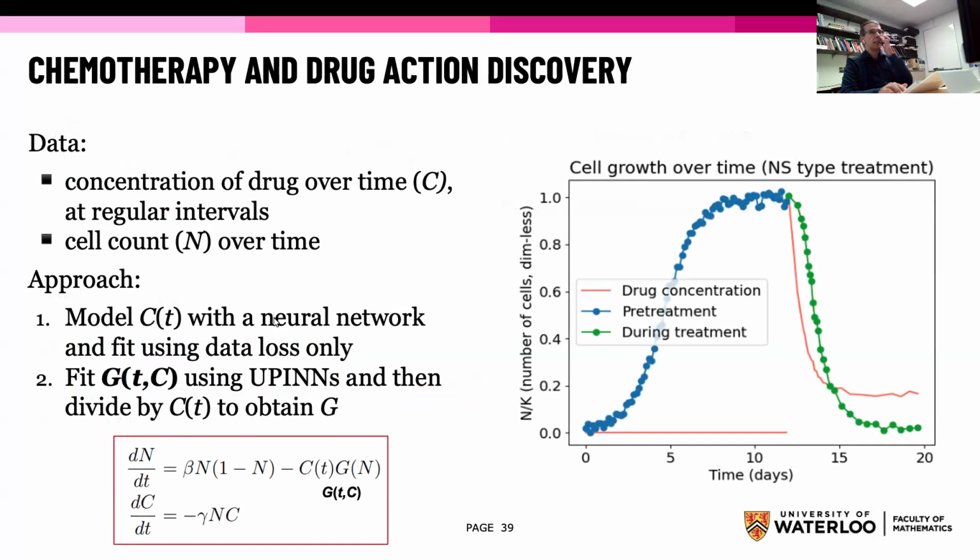First, we approximate C(T) with a network with 1 input T and 1 output C of T. Second, we approximate G(T, N) with another neural network with 2 inputs T and N and 1 output. And then finally, we can get CN by dividing it, and then we have a neural network with 1 input T and 1 output N, which approximates the solution N of T.